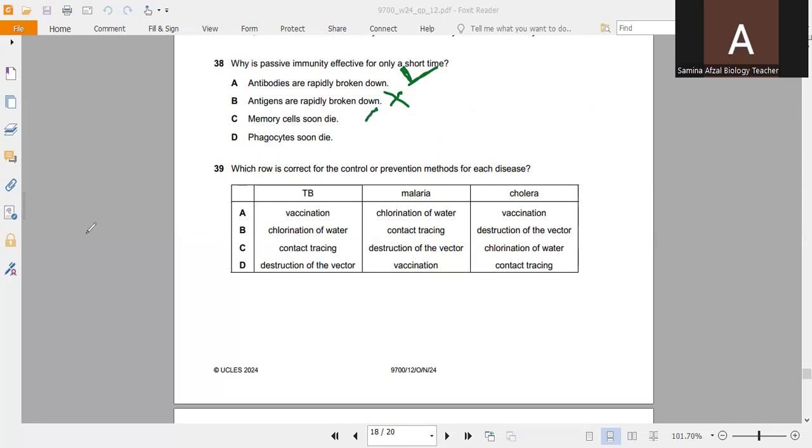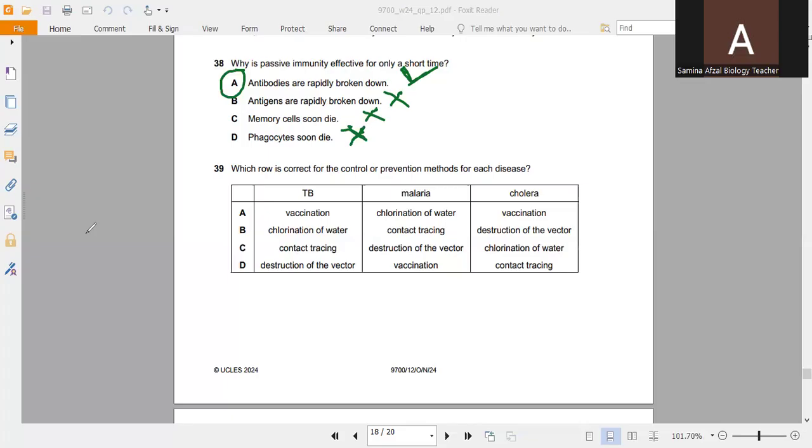Memory cells soon die. Memory cells are not produced in passive immunity. Phagocytes soon die. Again, this is not the correct option, because passive immunity is a short-term immunity which is not produced by the body. We have to take it from others. For example, the mother gives passive immunity to her fetus, or we can take the antibodies from others. So this is the reason this is short-term immunity, and A is the correct answer in this case.